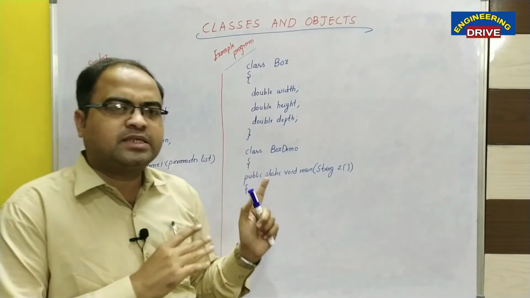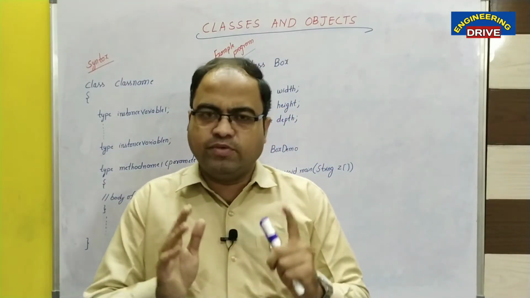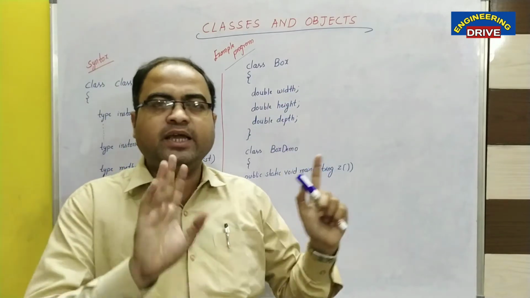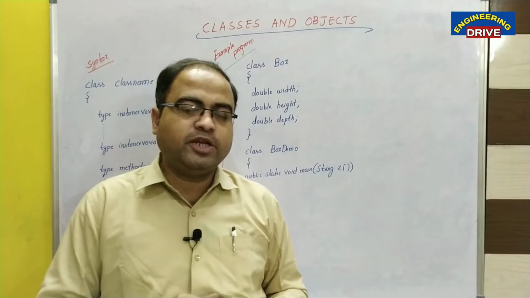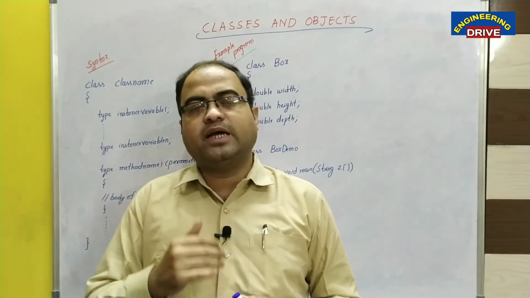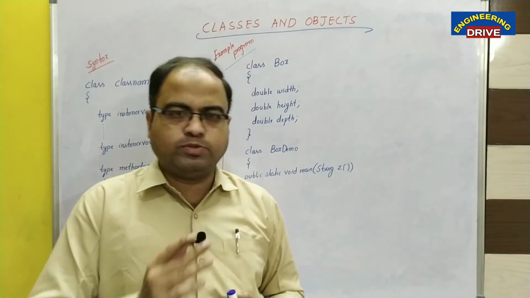Now this class has no use. It has just given us one framework. We have designed one framework, that is a box, and in that we have three instance variables, but there is no use. So what we need to do is create an object for that class, and only then will the class show its real structure. So how can we create an object for the class?